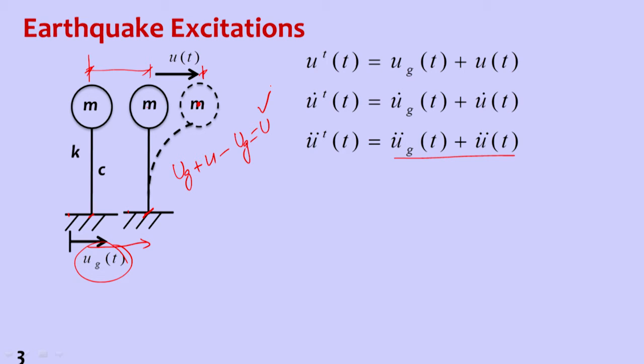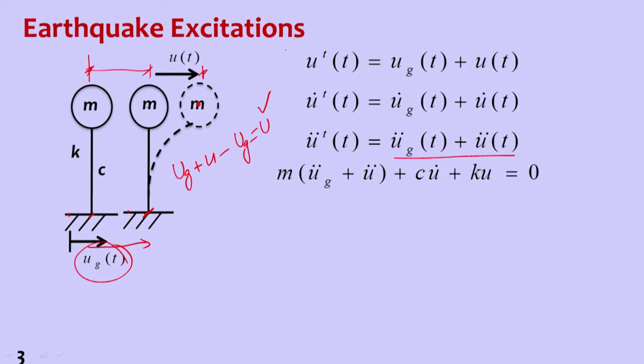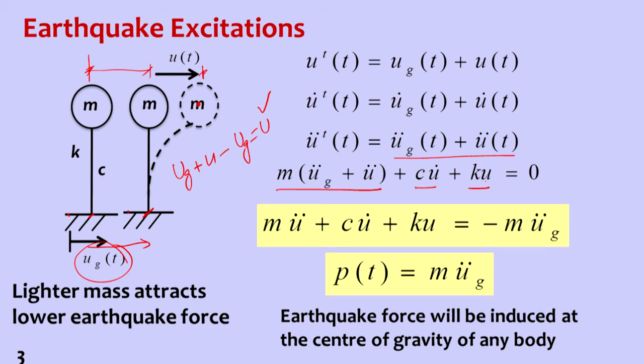So stiffness force is related to relative displacement, inertia force is related to absolute acceleration, and damping force is related to relative velocity. If we write the equation of motion, it looks like this: inertia force, damping force and stiffness force. Then if we rewrite this equation, mü plus cu̇ plus ku is equal to minus mü_g. So that means earthquake force is nothing but mass times ground acceleration.